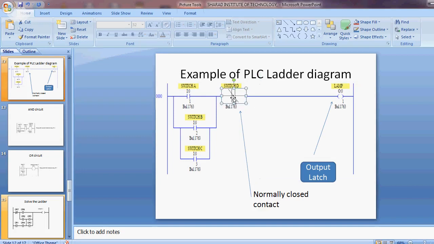So this normally closed contact is called the master control switch. When you click on it, or energize it, then the output will be off even if you operate switches A, B, C. So this is the condition regarding the master control switch. This is the normally closed circuit. When the value is 0, the lamp will be on. If the value is 1, the lamp will be off, right? So this is the PLC ladder diagram.